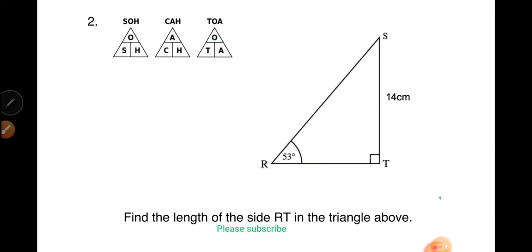Now we have a right angle triangle and they have given us an angle. In this kind of question, they will usually give us the angle and one side, and they'll ask us to work out the other side. So the side they're asking us to work out today is this side here, and I'll just call it A for now.